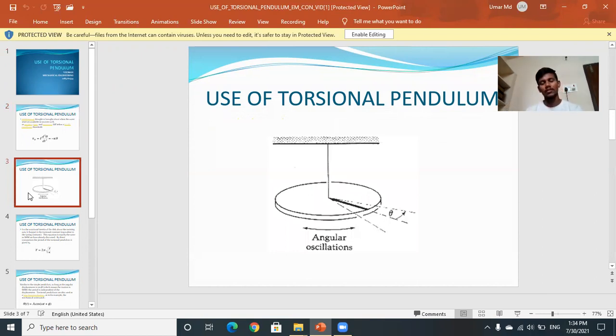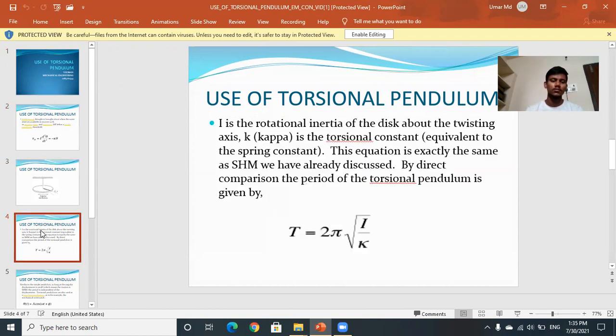And this is the diagram of angular oscillations. I is the rotational inertia of the disk about the twisting axis. K is the torsional constant, equating to the spring constant. This equation is exactly the same as simple harmonic motion. We have already discussed it by direct comparison.